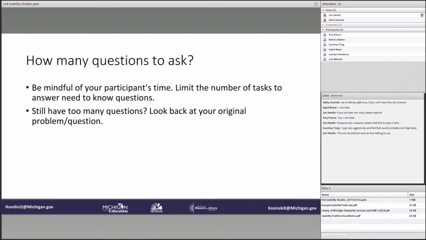Sorry, I had to unmute there. I think it depends on the service you're testing. What kind of tasks are you doing? Are you doing wayfinding? You're going to ask them to find a couple of different areas. If you want them to be able to use one of your technical services to put a book on hold, or like your example, checking out something using a self-check machine.